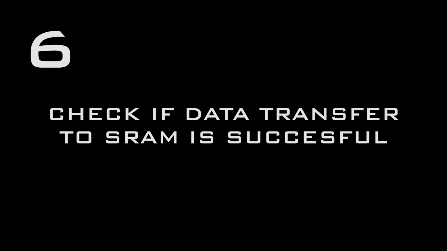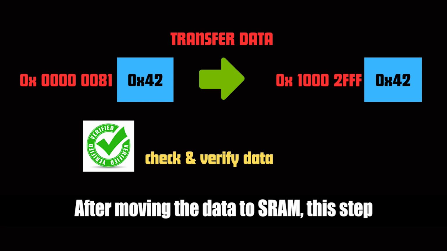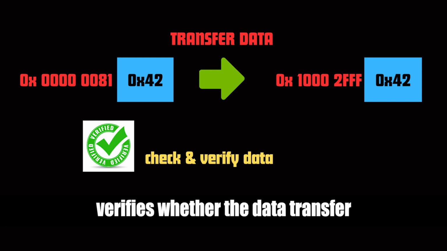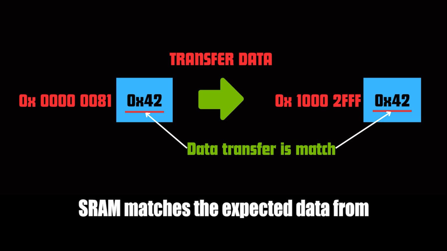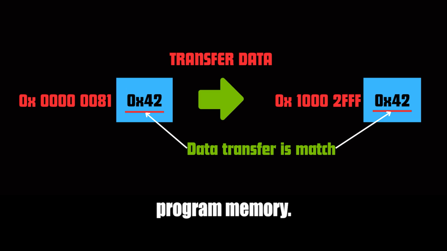Number 6. Check if data transfer to SRAM is successful. After moving the data to SRAM, this step verifies whether the data transfer operation was successful. It could involve checking if the data in SRAM matches the expected data from program memory.